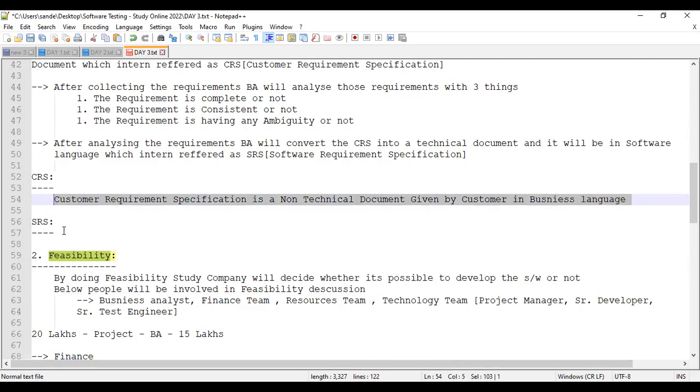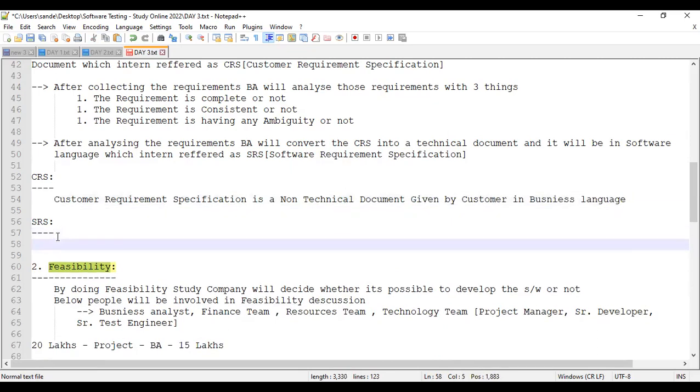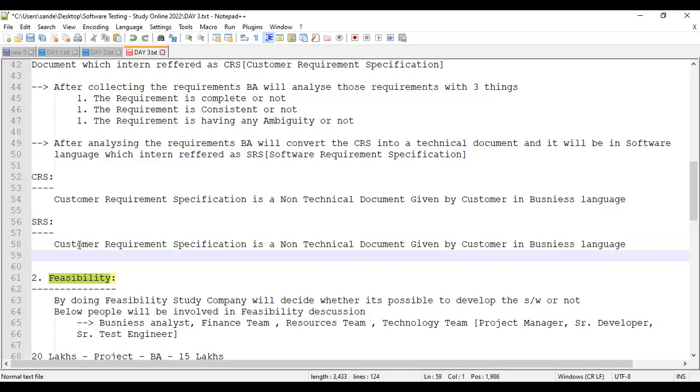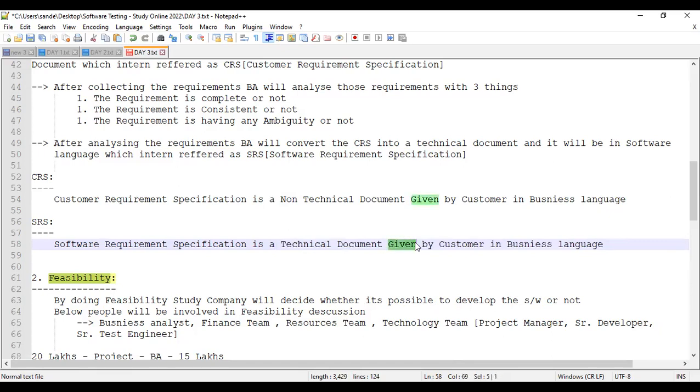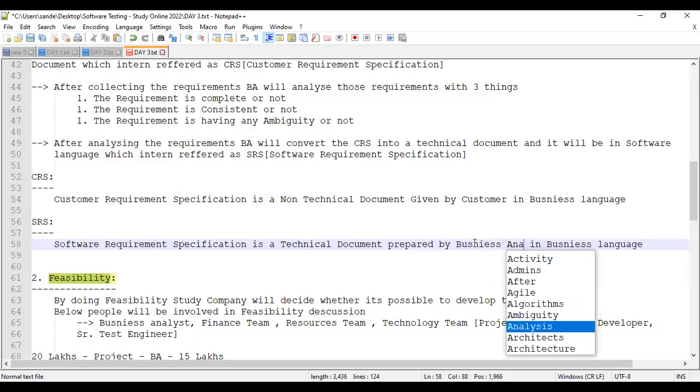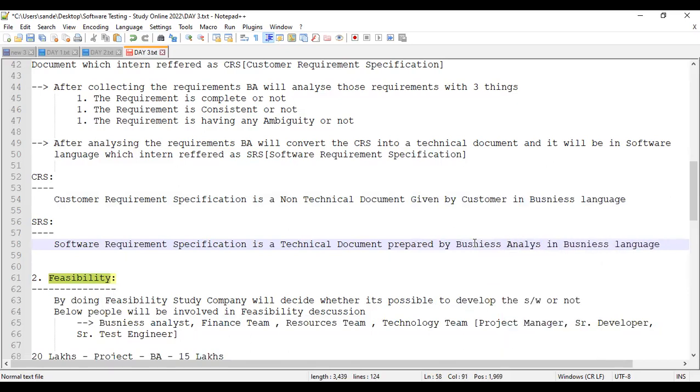I can just tell like this. Software requirement specification is a technical document prepared by whom? Please tell me, guys. Not given by, prepared by business analyst or product analyst. In which language? Very good. Software language.